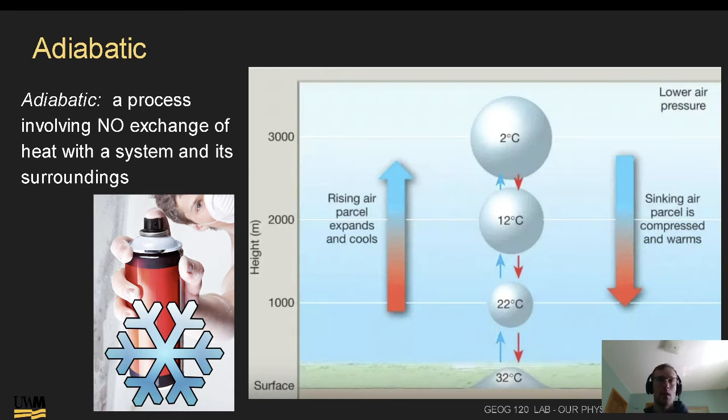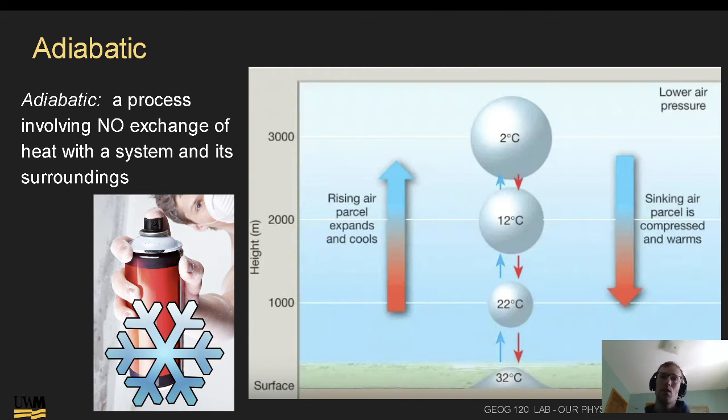Whatever the reason, when that parcel rises, there's less pressure exerted on it from all sides, just due to the air getting thinner as you go up in the atmosphere. So that parcel expands out. When it expands, it cools. The rate at which it cools is very well defined. Basically, it depends on whether that air parcel is saturated or unsaturated.